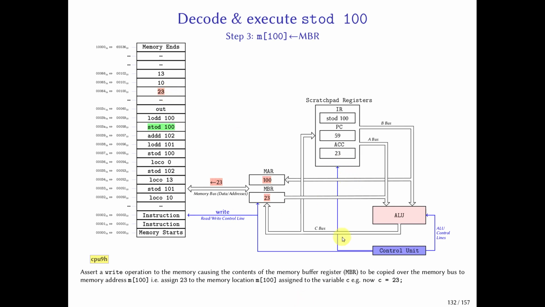And that concludes the execution of the 9th machine code instruction, which is the assignment of 23 to the variable C. And that's described in the caption of this particular slide.